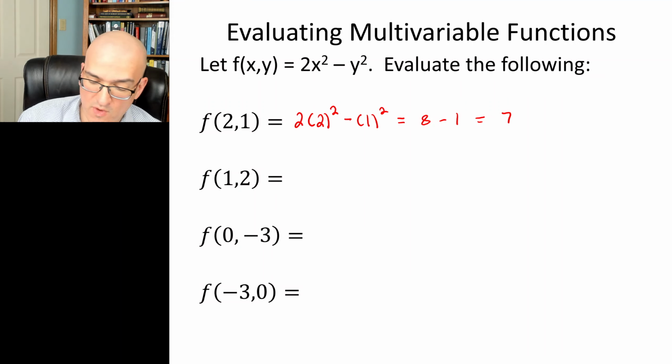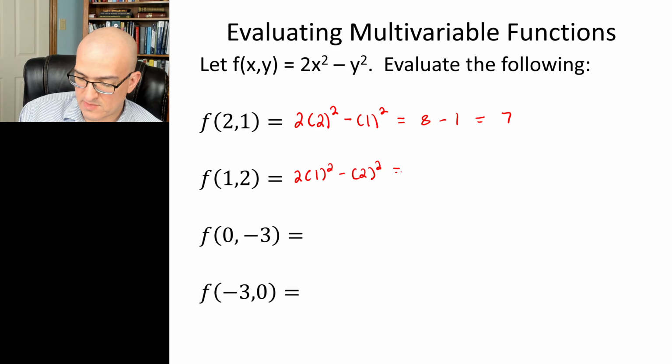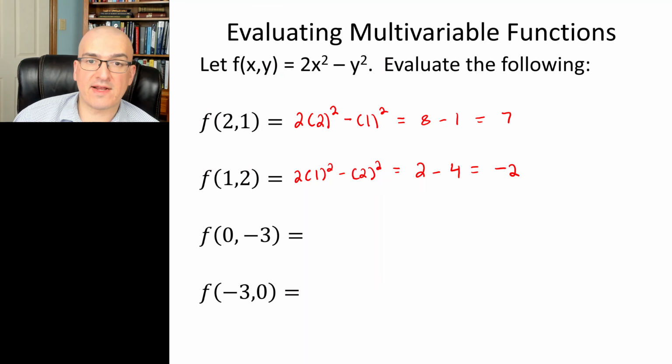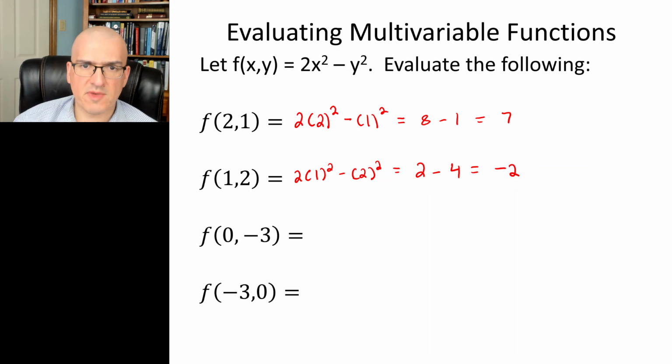If we swap it, 1 comma 2, if we interchange which variable gets which value, now we'll have 2 times 1 squared minus 2 squared. So we'll have 2 times 1 minus 2 squared. So 2 minus 4, negative 2. So that's our z value there, a negative height. So that's below the page. That's below your desk. 7 is above your desk.